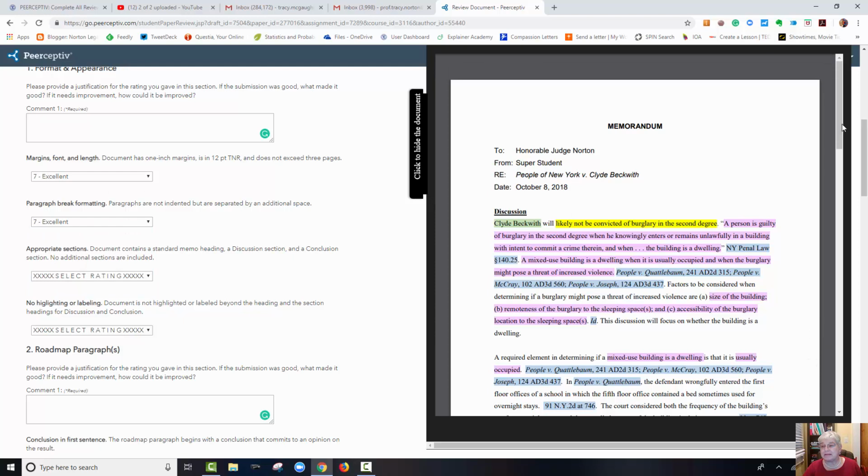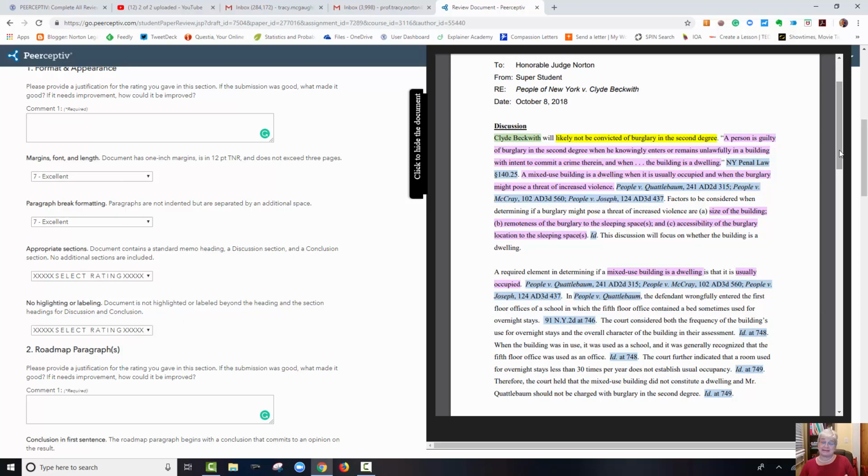If they had been separated by a space and indented, for example, you would give that a 5 because it's almost there, but it's not quite there. An adjustment would have to be made before it fit the instruction perfectly. The appropriate sections.